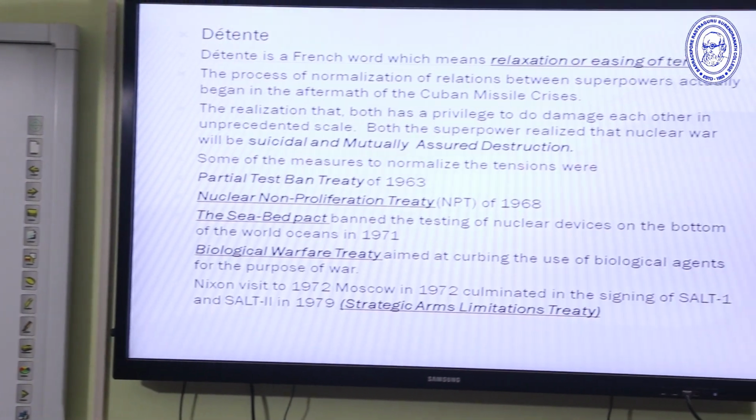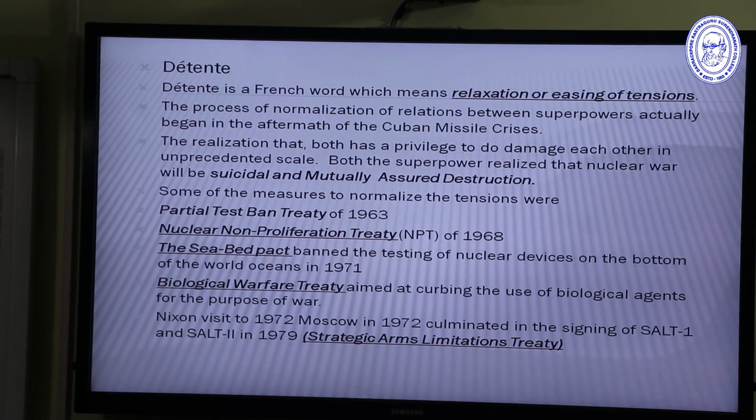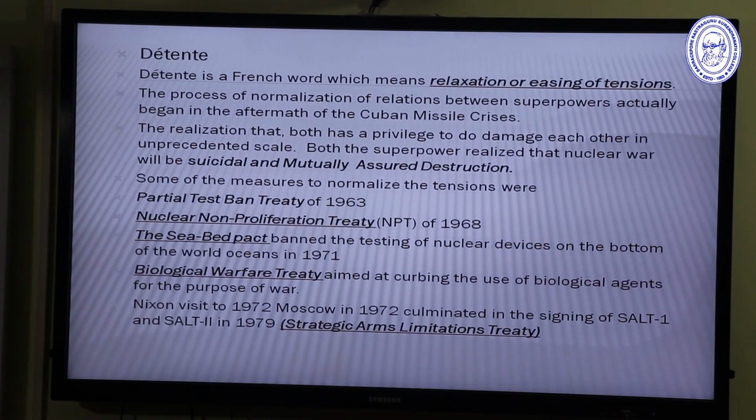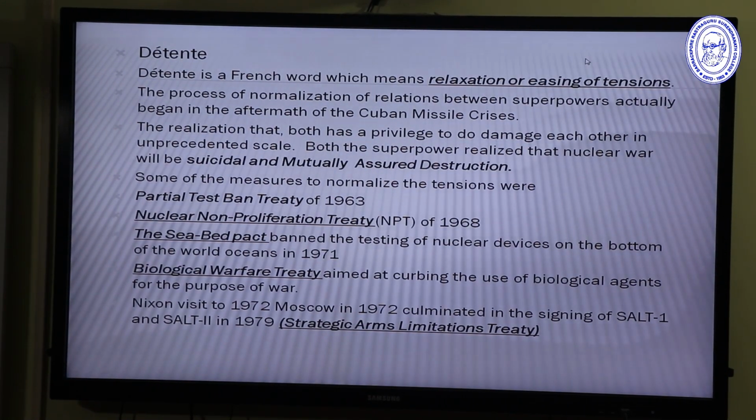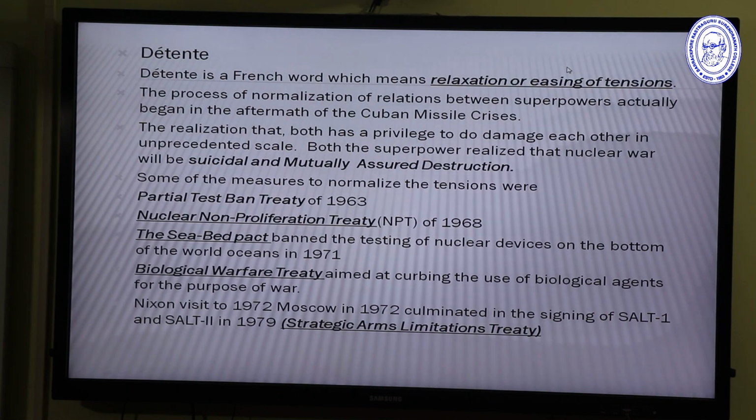Important is President Nixon's visit to Moscow in 1972, the capital of Russia, which culminated in the signing of SALT I and SALT II, the Strategic Arms Limitation Treaty. So SALT I and SALT II again are very important. If you look at the period of detente, as I already said, it's a kind of normalization, the easing of tension between the two superpowers comparatively. The Vietnam War happened during this period, but even then the two superpowers maintained some kind of normalcy or peace in this particular period. So that's the period called detente. It's a French word.